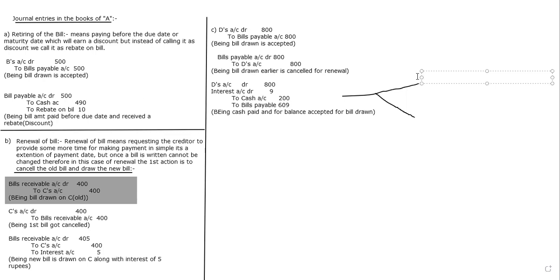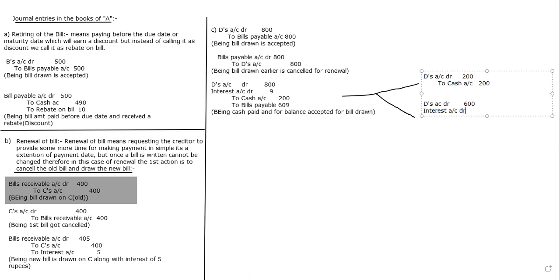First, write a separate entry for cash payment. Whom am I paying cash? D. So I'll write D's account debit 200 to cash account 200. Then second entry, same. D's, how much is there? 609, no? So D's account debit 609.